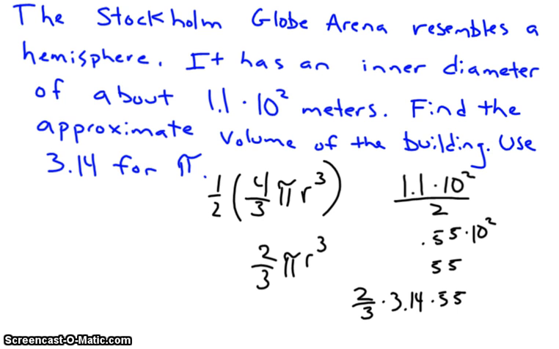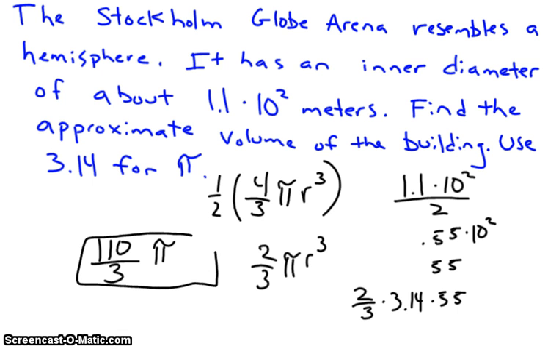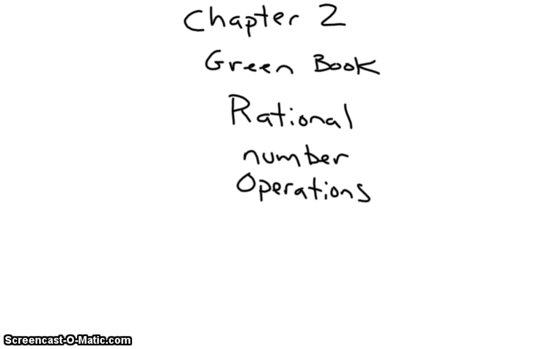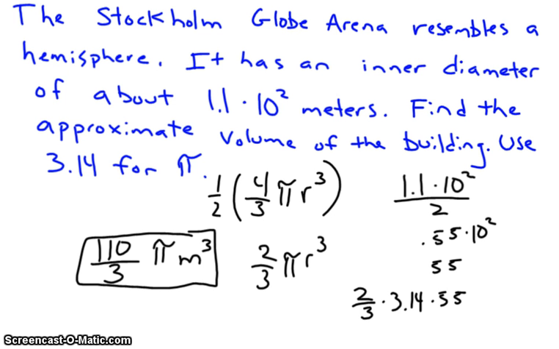If we kept this in pi instead, I would see that I have 110 thirds pi, and that could be my final answer. But I would have to say meters cubed. If I want to do this out all the way, then I would have to do 2 thirds times 3.14 times 55. I'll let you go ahead and do that instead of wasting the time on the board right here. And you see that we are completed with this.